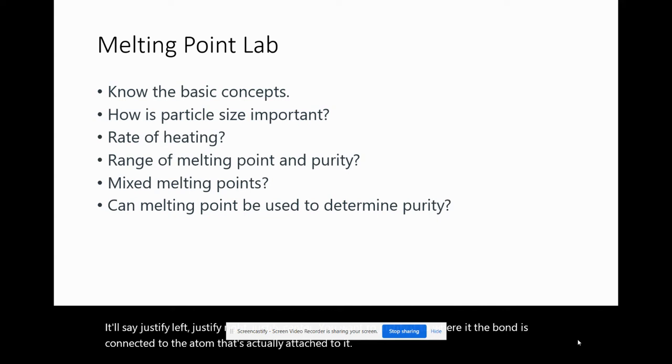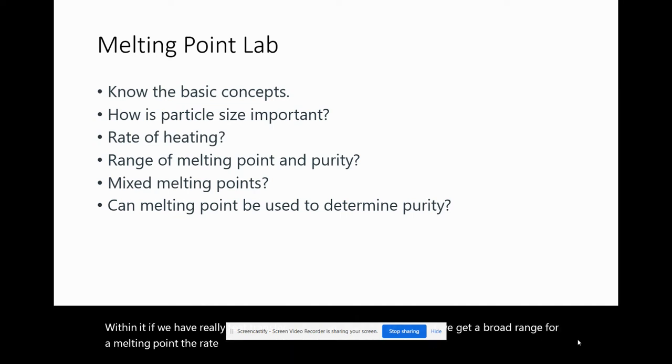So the melting point lab, the concept of the melting point is we're transitioning from the solid phase into the liquid phase by melting the material. Particle size is important. We want smaller particles so we get good heat transfer within it. If we have really large particles, the heat doesn't transfer and we get a broad range for a melting point.